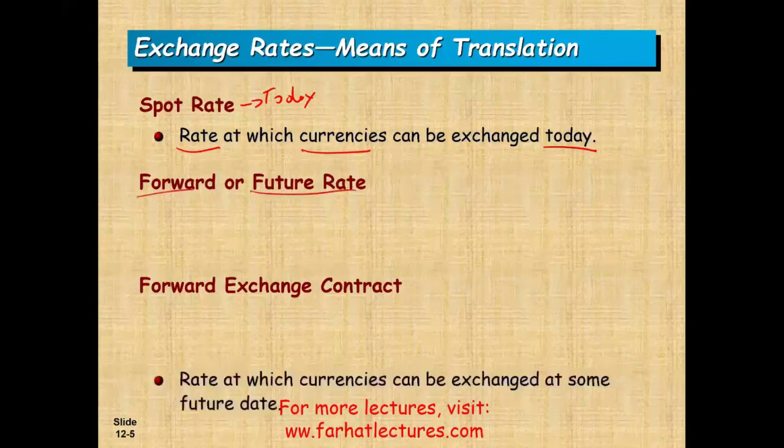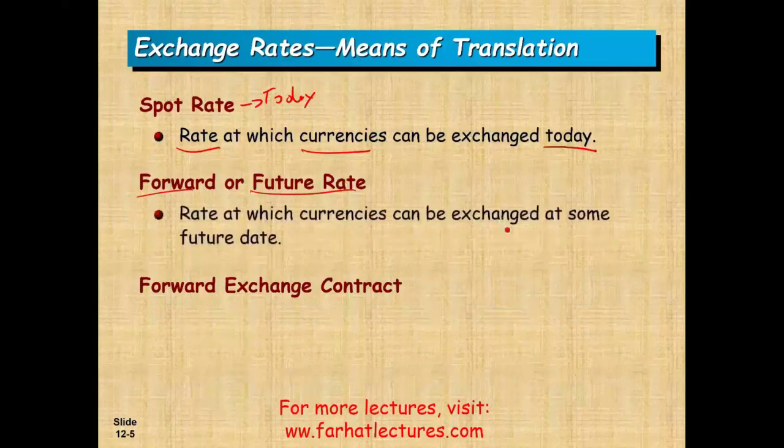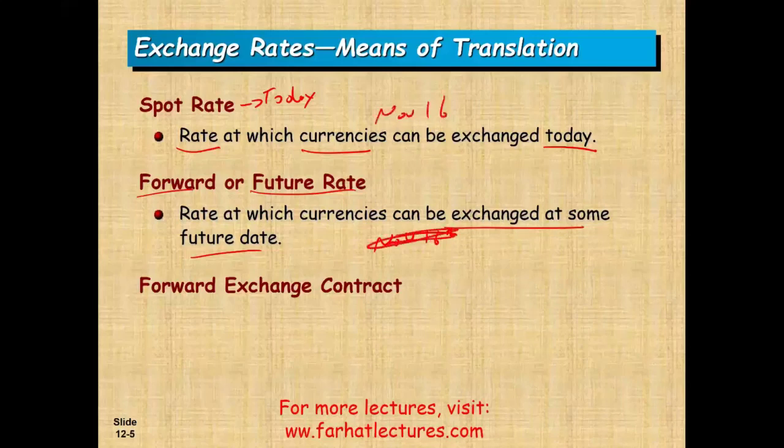What's the forward rate? It's the rate at which currencies can be exchanged at some future date. For example, today is November the 16th. So this is the spot rate, November the 16th. Now I can look up the forward rate for a currency.